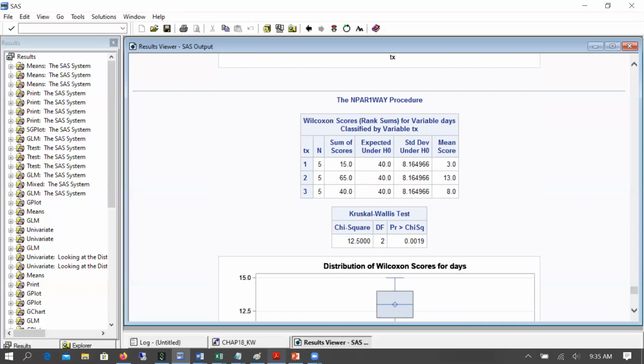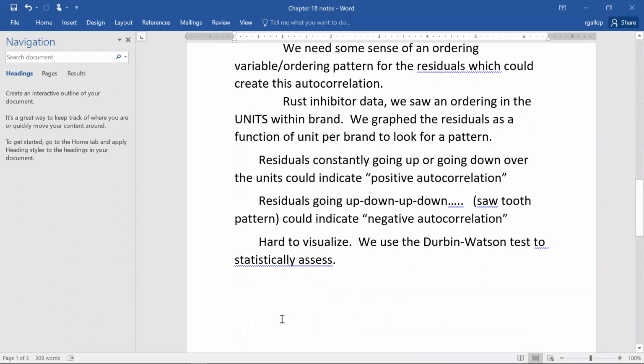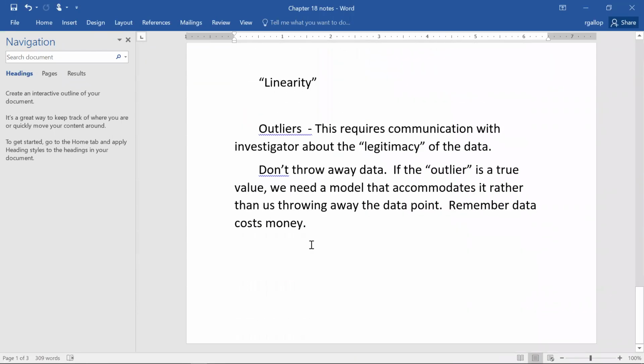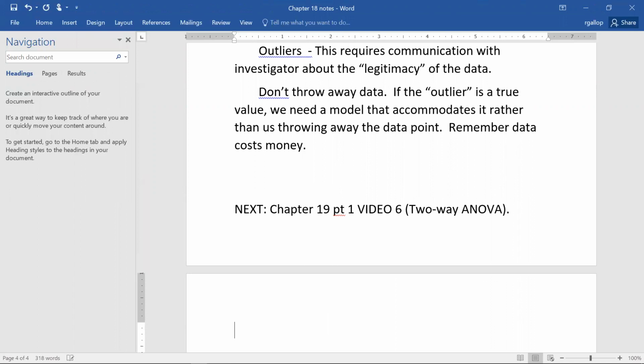So that wraps up chapter 18 and what I call part 1 of the course. Next, we go to chapter 19, part 1, video 6, where we start, like what we did here, blowing up the 2-way ANOVA model. So again, look forward to seeing you in the next video.